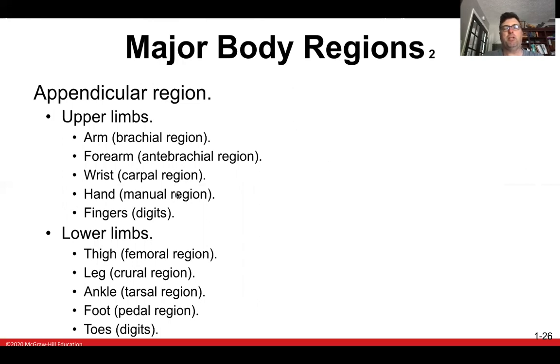This is just the list of the terms that were on the picture slides. So you want to know your arm, your forearm, your wrist, your hand, your fingers, and then the lower limbs, the femoral, the crural, the tarsal, the pedal, and the digits, also known as phalanges.